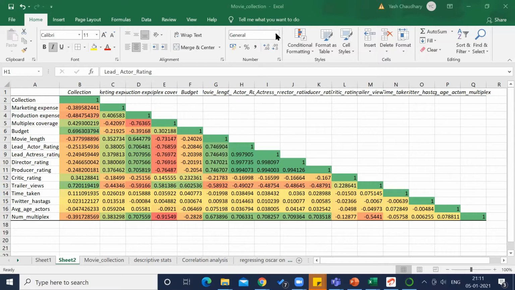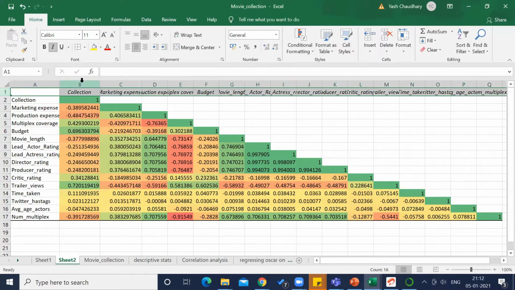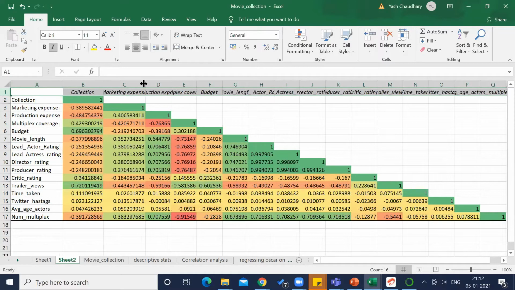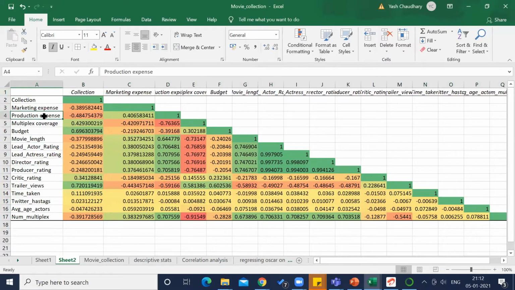Just looking at this correlation number, there's no modeling even at this stage, right? Just EDA, correlation number, what you can understand from here. You know how to read this, right? Wherever the two points intersect, that is the correlation number between those two variables. For example, production expense and marketing expense has a correlation coefficient of 0.4. Similarly, you can find out all the other ones. For example, collection and movie length has a correlation of -0.377.